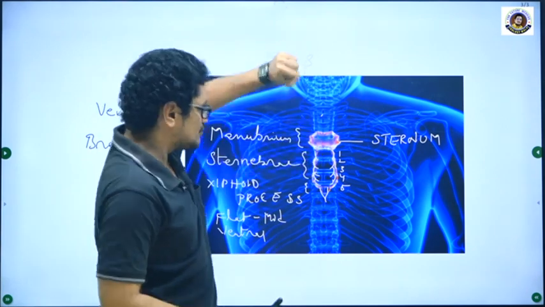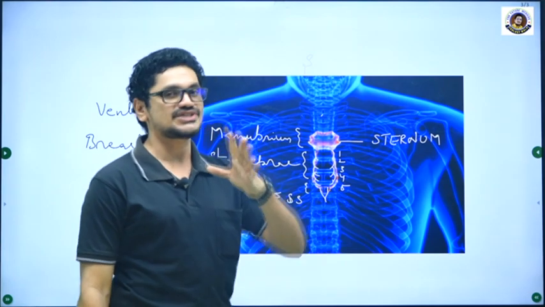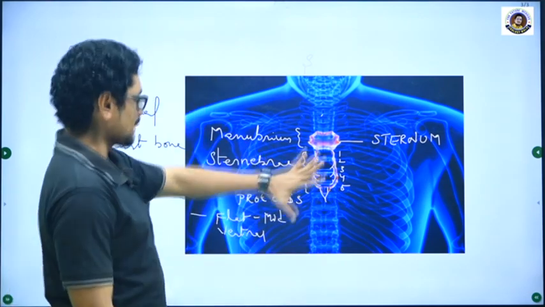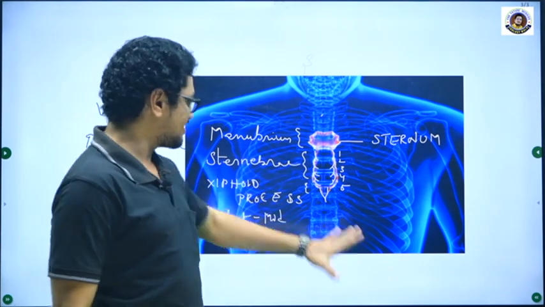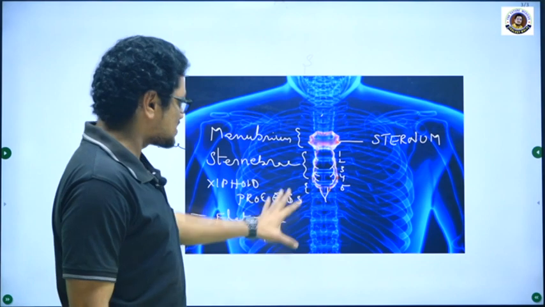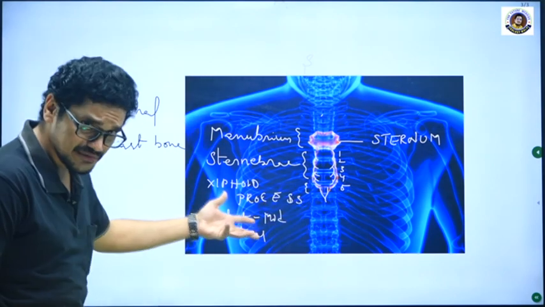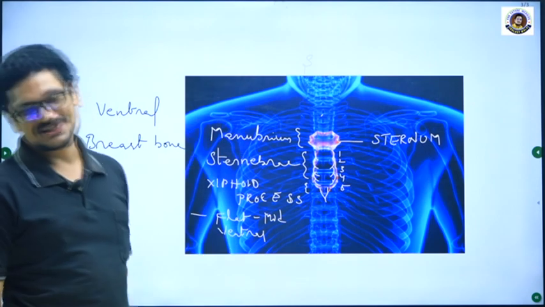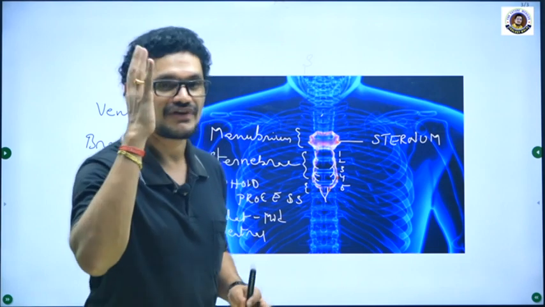So the 7 bones will fuse completely, forming this sternum, an excellent structure to give support to the ribs present in the thoracic cavity. An excellent candidate, present in the mid-ventral region. That's all about the sternum. So with this, we are able to complete the axial skeleton perfectly.